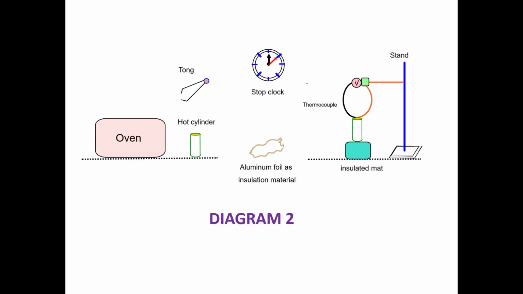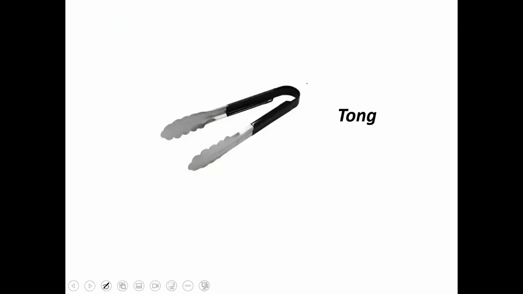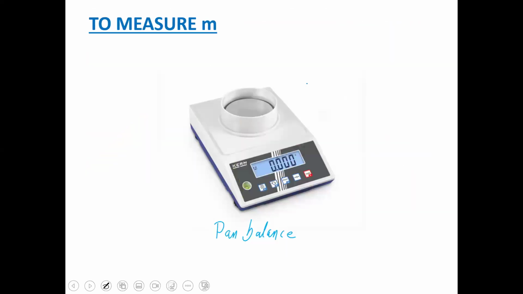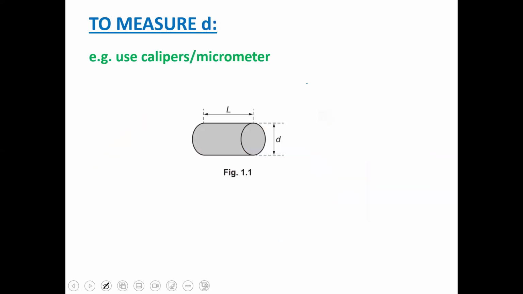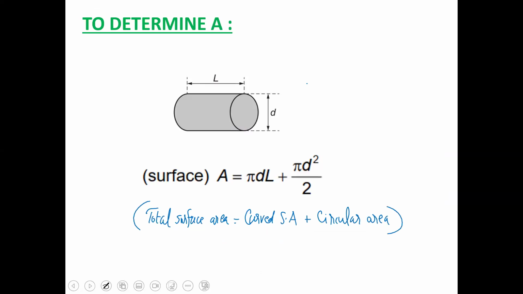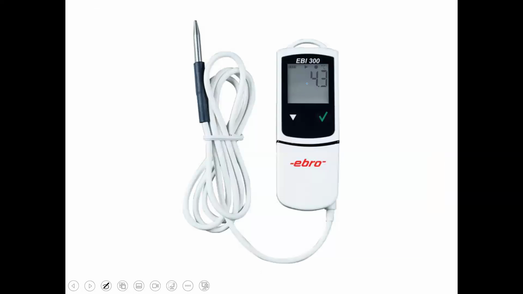So how should we start? We should first take a cylinder. Look, we start from our thinking work. This is our cylinder. We put the cylinder on the pan balance, find the mass of the cylinder, take 2, 3 readings and take an average. Then I will determine the value of L and the diameter, and then use the formula to find the surface area. Then I will be using this stop clock for this.